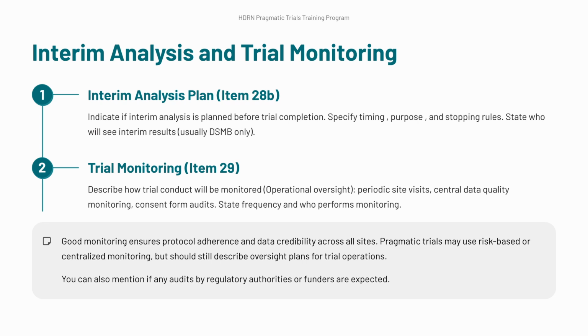Item 29 covers trial monitoring, meaning operational oversight across sites. Pragmatic trials often use risk-based central monitoring to conserve resources and minimize disruption to routine care. Describe what you'll do, for example, remote checks for completeness and plausibility, with periodic quality reports to sites. If you are not planning on-site monitoring, say so and justify it. SPIRIT 2025 also folded auditing into this item, so briefly note whether audits by funders, sponsors, or regulators are anticipated.